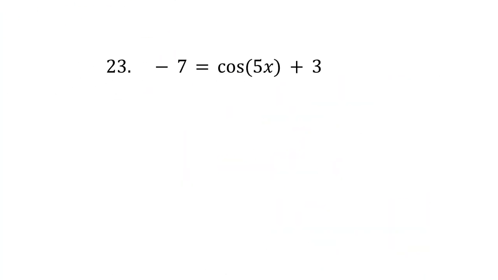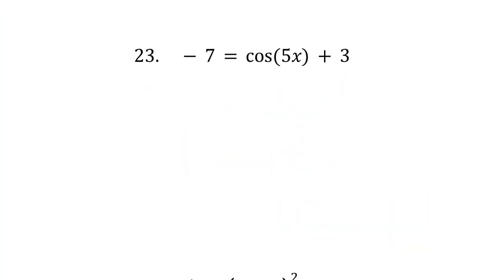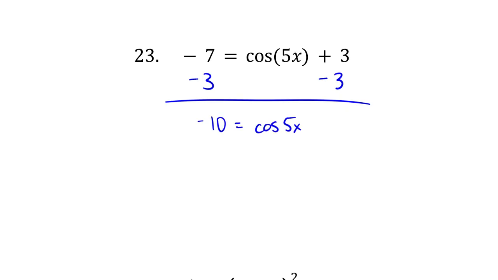All right, next problem, I'm going to subtract 3 from both sides. I get negative 10 equals cosine of 5x. Well, cosine only goes between negative 1 and 1. It can't hit negative 10, so there is no solution.